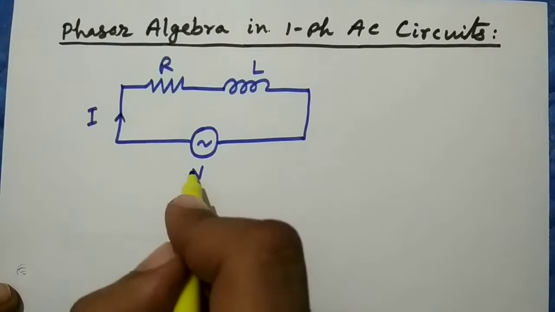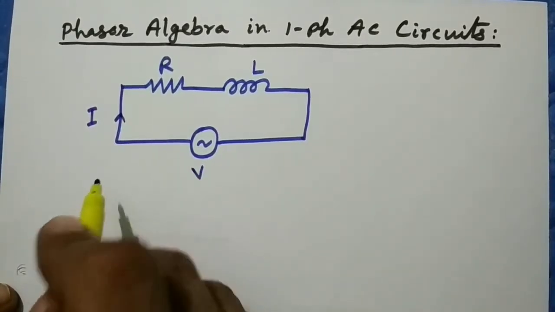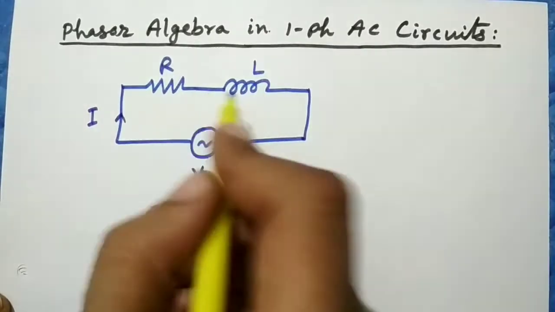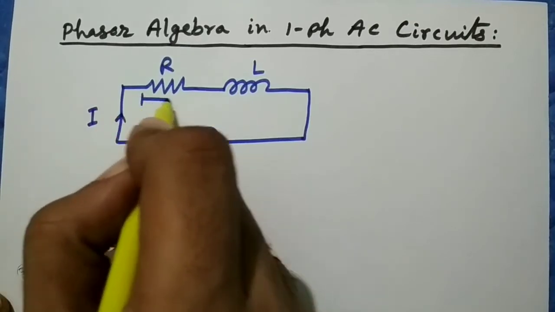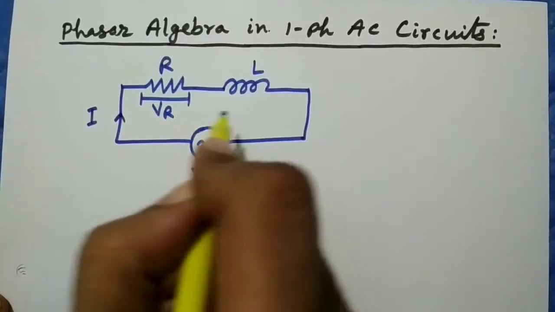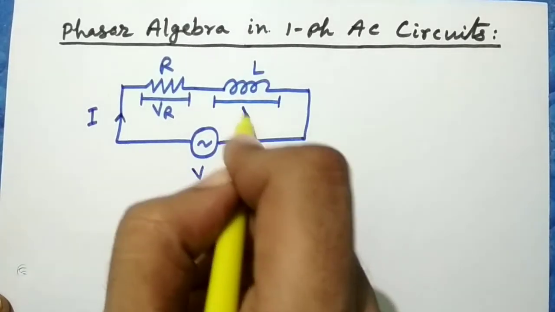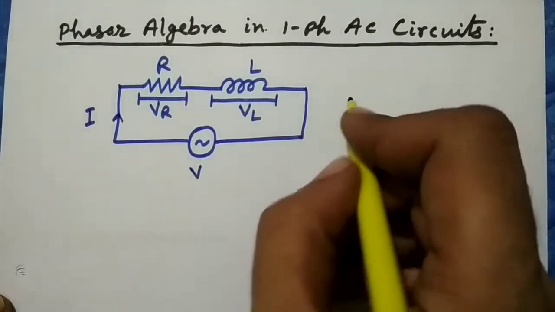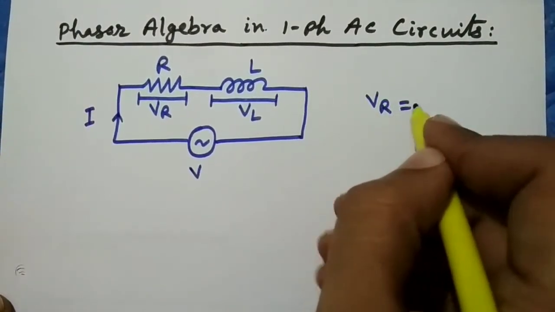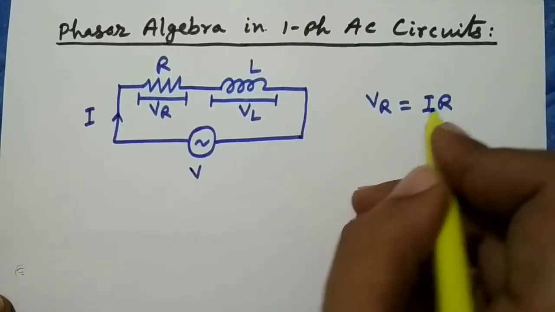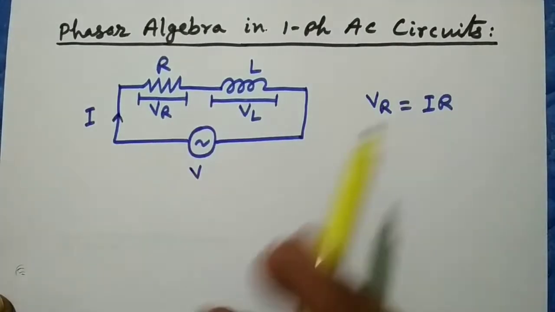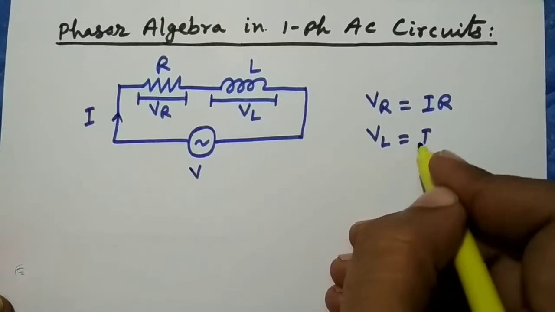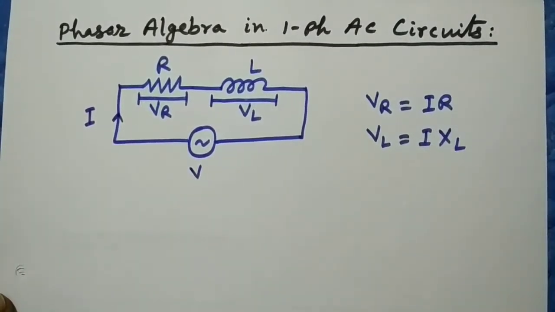So V is the RMS value of the supply voltage, I is the RMS current flowing through the circuit, R and L are the circuit elements, and let's say the voltage drop across the resistance is VR and across the inductance it is VL. We have already seen in previous lectures that VR is I into R, because I is the current flowing through the resistance and R is the value of the resistance. And similarly VL is I into XL. So these are the voltage drops.